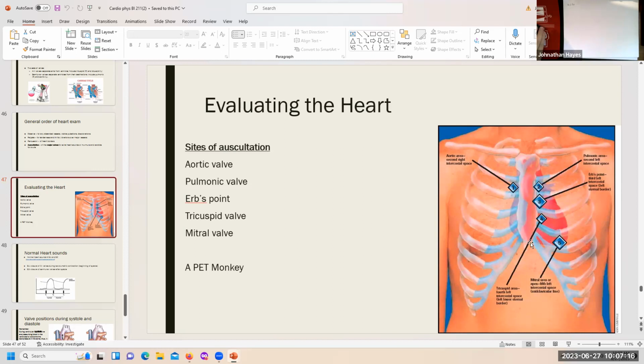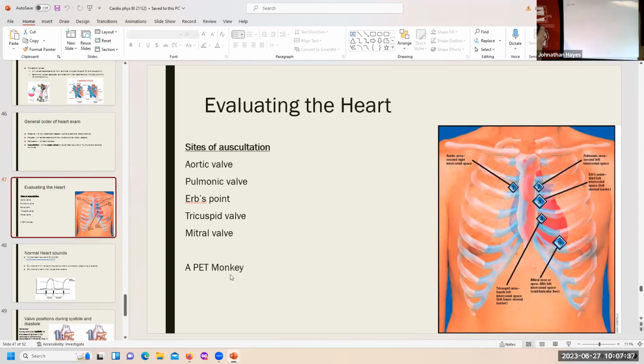And when you're listening in this order, you're listening to the aortic valve first, followed by the pulmonic valve, followed by something called Erb's point, followed by the tricuspid valve, followed by mitral. And it's not necessarily where these things are anatomically located. It's just the best place to listen to them, right? It's the best place to hear them.